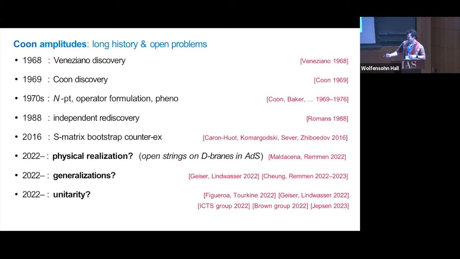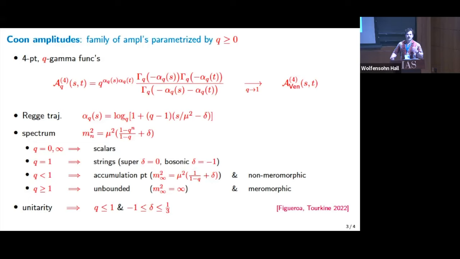The Kuhn amplitudes are actually families of amplitudes parameterized by this non-negative real number Q. At 4 points, you can write down the Kuhn amplitude in terms of Q gamma functions. These are well known in the mathematics literature, generalizations of the normal gamma function. And when Q goes to one, you just get the nice Veneziano amplitude that we all know and love. These alpha functions which appear here are Q-deformed Regge trajectories. And the spectrum of these amplitudes are the so-called Q-deformed integers, (1 - Q^N)/(1 - Q). The mu squared here merely sets the scale. It can be thought of as setting our units, and the delta is the offset for the lowest mode.